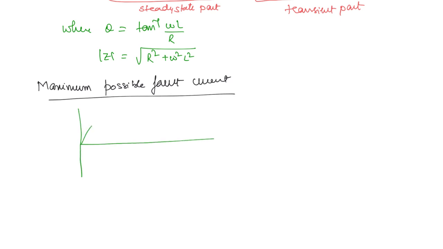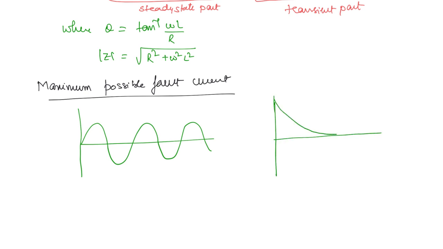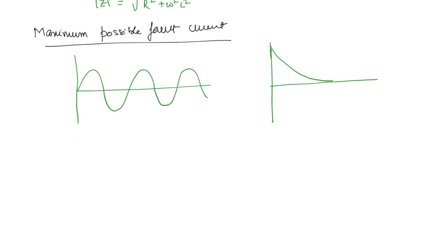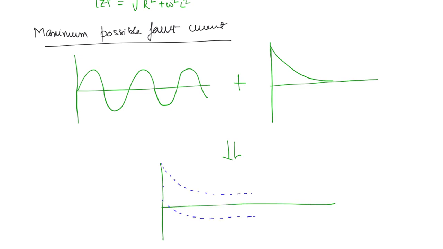The sinusoidal part is going to oscillate about 0, okay, and the transient part is going to be something like this, right? Now if you add both of them, you're going to get this plus this, and it's going to give you something like this. This is the actual fault current. After a while, normal sinusoidal part will be left out. Initially there will be the transient part, okay.